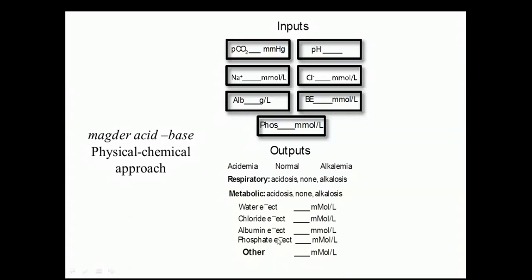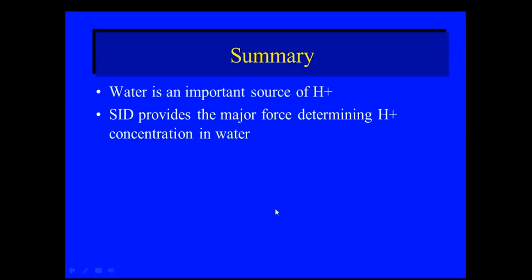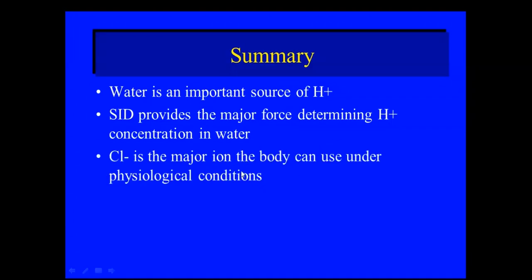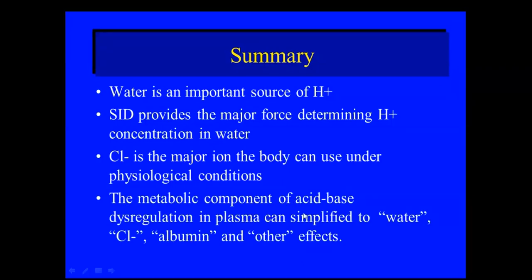So it gives you a pragmatic, practical approach using the physical-chemical principles at the bedside. So in summary, water is an important source of hydrogen ion. The strong ion difference provides the major force which determines the hydrogen ion concentration in water. Chloride is the major ion the body can use under physiological conditions. And finally, the metabolic components of acid base at the bedside can be considered water effects, chloride effects, albumin effects, and others. Thank you.